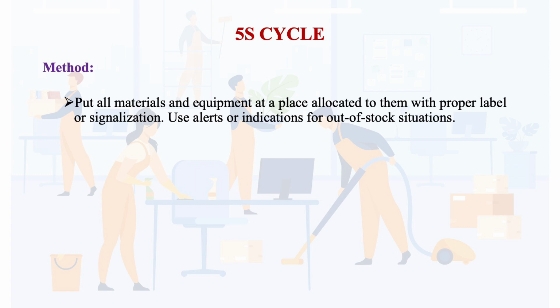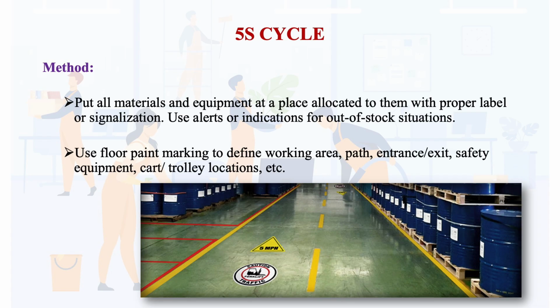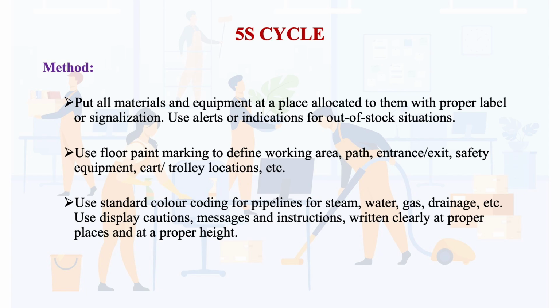Put all materials and equipment at a place allocated to them with proper labels or signalization. Use alerts or indicators for out of stock situations. Use floor paint marking to define work areas, paths, entrances, exits, safety equipment, cart and trolley locations, etc. Use standard color coding for pipelines, for steam, water, gas, drainage, etc. Display caution messages and instructions written clearly at proper places and at a proper height.